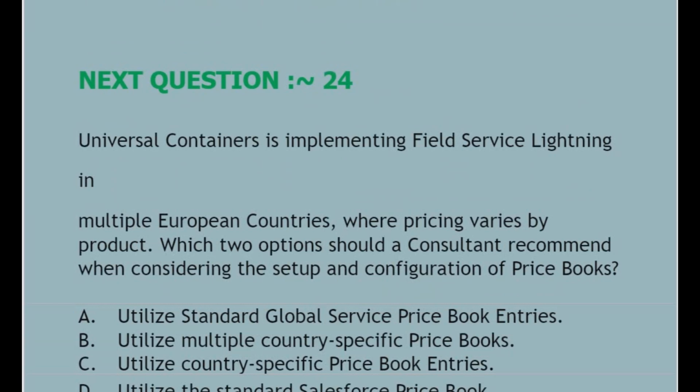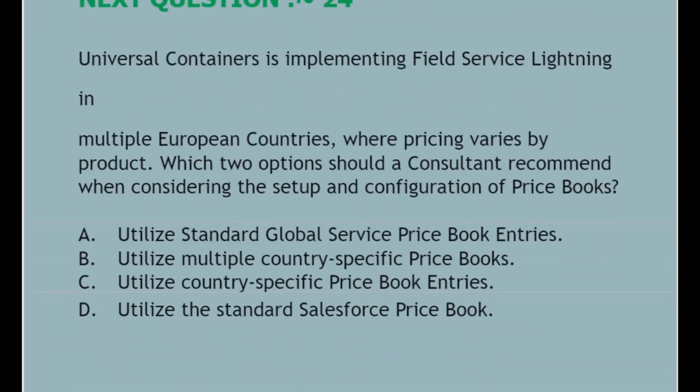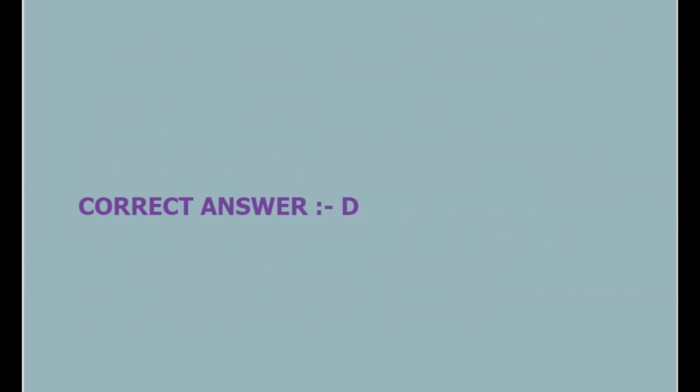Question is, Universal Containers is implementing Field Service Lightning in multiple European countries where pricing varies by product. Which two options should a consultant recommend when considering the setup and configuration of price books? Option A. Utilize standard global service price book entries. Option B. Utilize multiple country-specific price books. Option C. Utilize country-specific price book entries. Option D. Utilize the standard Salesforce price book. Correct answer is option D.